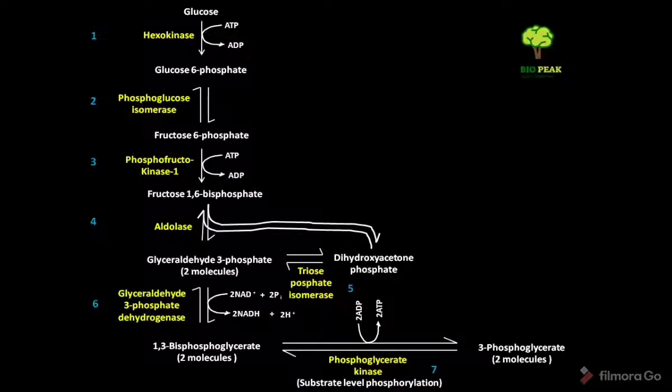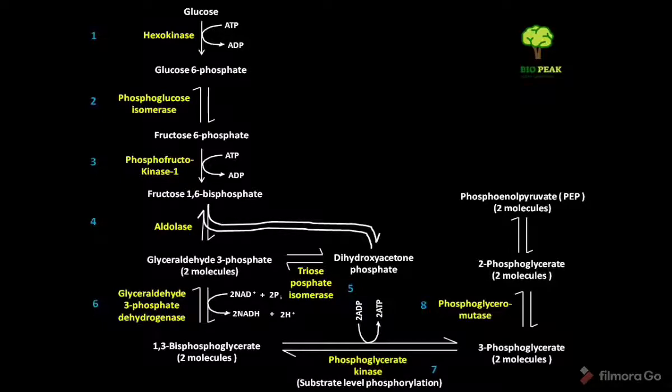Now, the two molecules of 3-phosphoglycerate reversibly form two molecules of 2-phosphoglycerate. This step is named step 8 and is catalyzed by phosphoglyceromutase. Then the two molecules of 2-phosphoglycerate form two molecules of phosphoenolpyruvate, or PEP, with the removal of a water molecule. This step is named step 9 and is catalyzed by enolase.